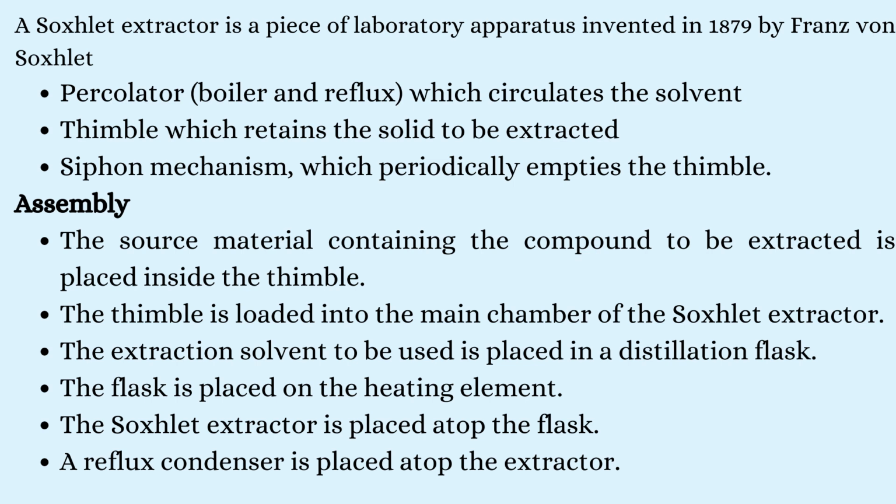And usually the Soxhlet apparatus will be assembled like this. First, the powdered material which has to be extracted is placed in a muslin cloth or a filter paper, which is placed inside the thimble. This thimble is loaded into the main chamber of the Soxhlet extractor. Then the solvent which is used for extraction is placed in a round bottom flask or distillation flask. Then the distillation flask is placed on a heating element, that is, a heating mantle. Then the Soxhlet extractor is placed at the top of the flask, and a reflux condenser is placed at the top of the extractor.